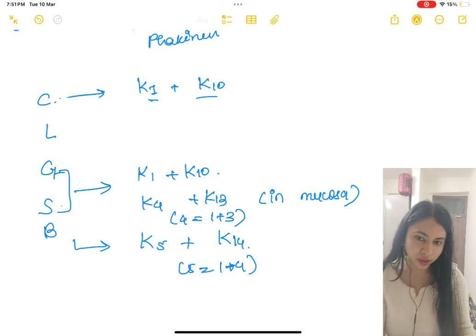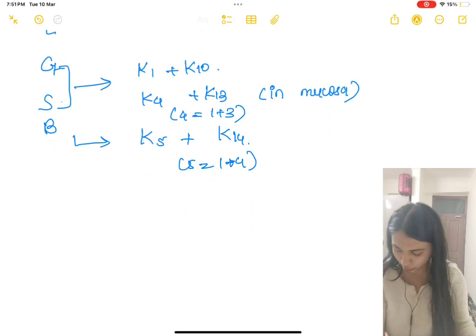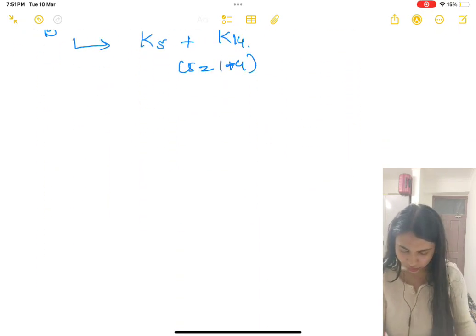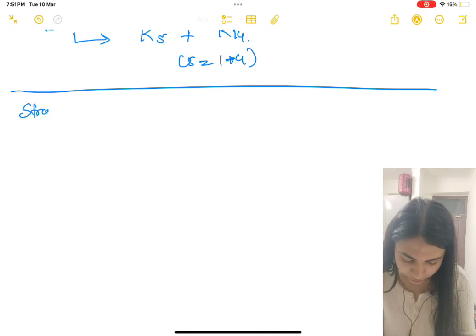So in stratum corneum you have K1 plus K10, in granulosum and spinosum you have K1 plus K10 with K4 plus K13, and in stratum basale you have K5 plus K14. Now these are your keratins. Now let's go to the layers. So firstly you have stratum corneum.